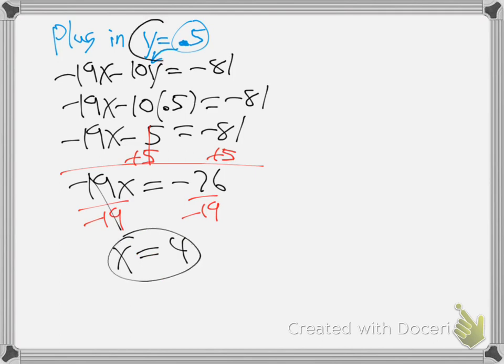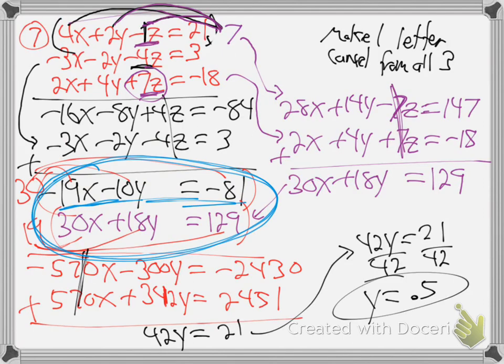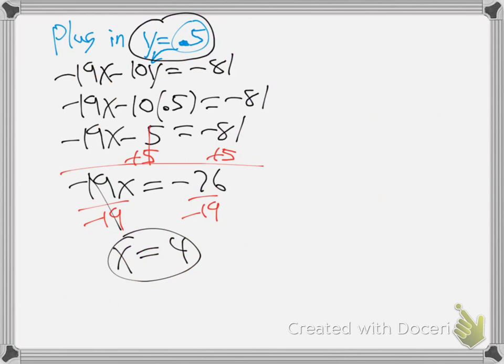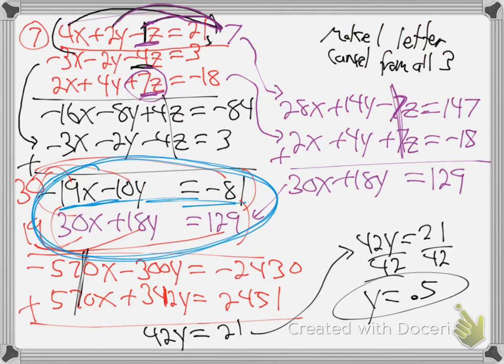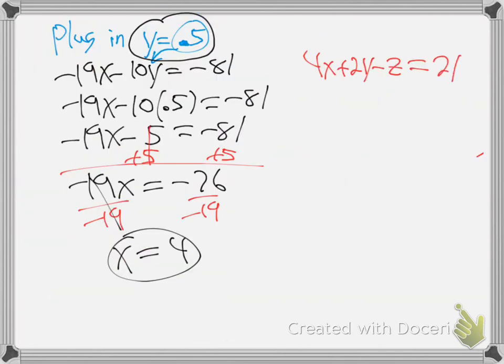So we've got y is 0.5, x is 4. Now we need a z. Where do we do that? Go back to the very beginning. Just grab one of those from the beginning. Doesn't matter which one. Maybe just the first one here. What is that? 4x plus 2y minus z equals 21. I'm going to plug in y equals 0.5. X equals 4.